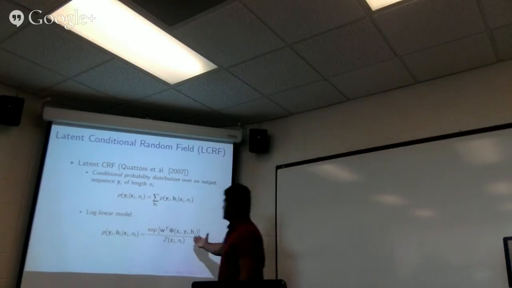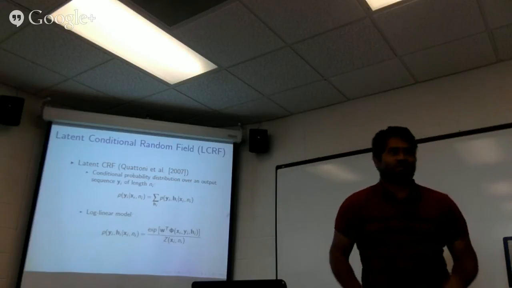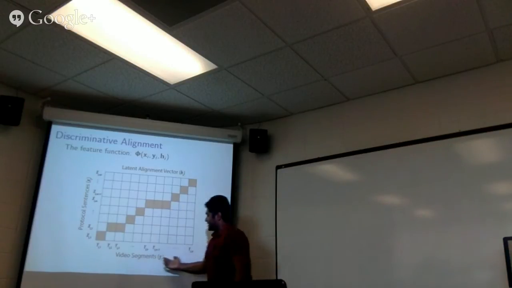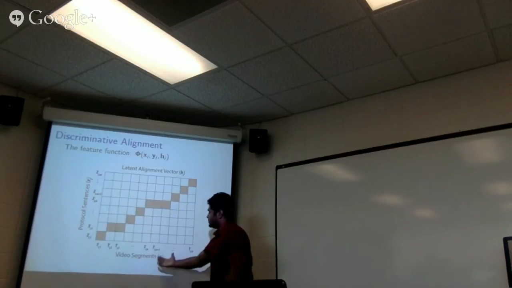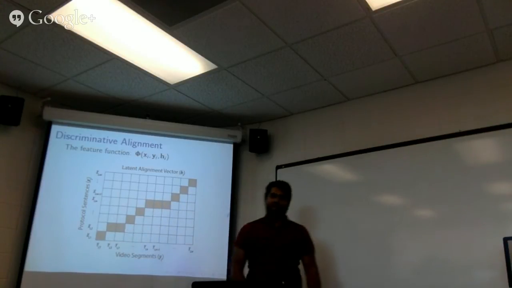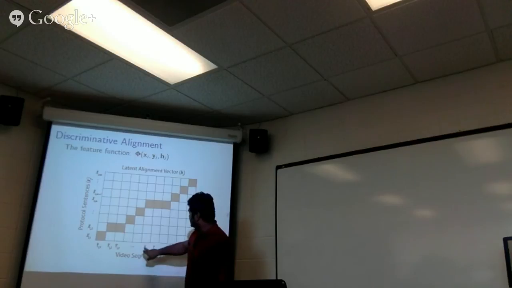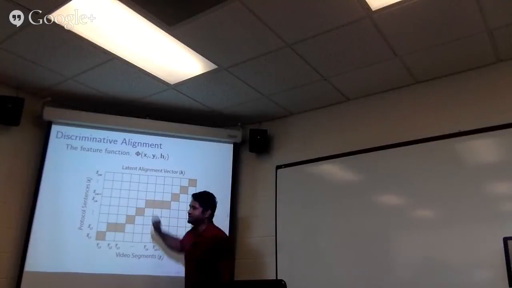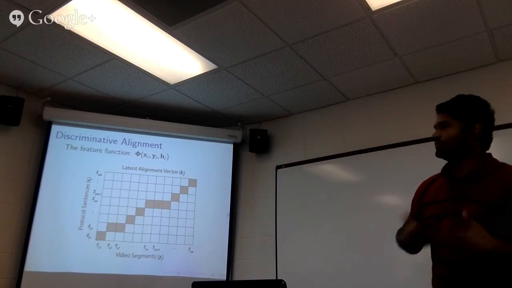And we use a very simple log linear model where phi is our feature function that defines these features over the space. I think it will be clearer here. This is our video segment. Say I have n_i number of segments. This is our protocol sentence, and we are trying to predict the video on the protocol. And this gray shaded box represents the alignment. For example, it says that this video frame was generated from this sentence. This video segment was also, all these three segments were generated from the same sentence. Although we do not know exactly, it's latent, we try to learn it.